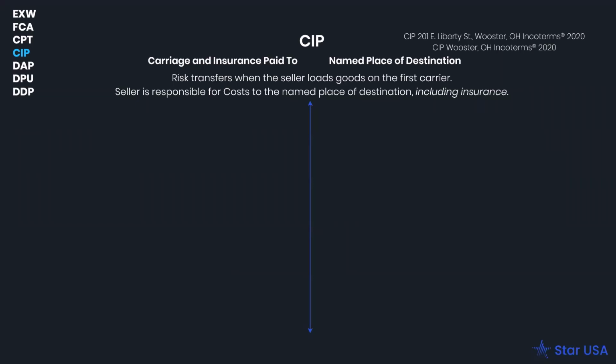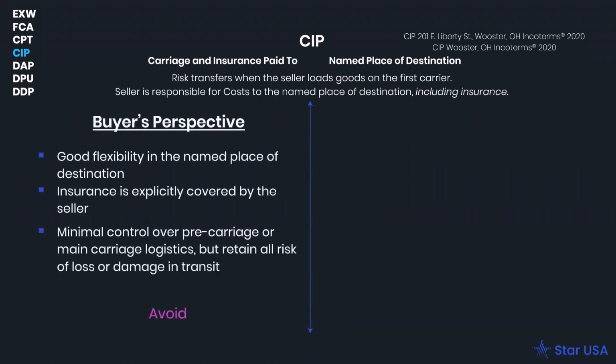CIP, very, very similar to CPT, but this is the only Incoterm in which the insurance is explicitly considered within the context of the Incoterms rule. CIP stands for carriage and insurance paid to a named place of destination. Risk transfers in the same place when the seller loads the goods on that first carrier. And the seller is responsible for costs to the named place of destination as well as the insurance. Again, this is the only Incoterm rule that considers insurance. It is not considered for the D terms.